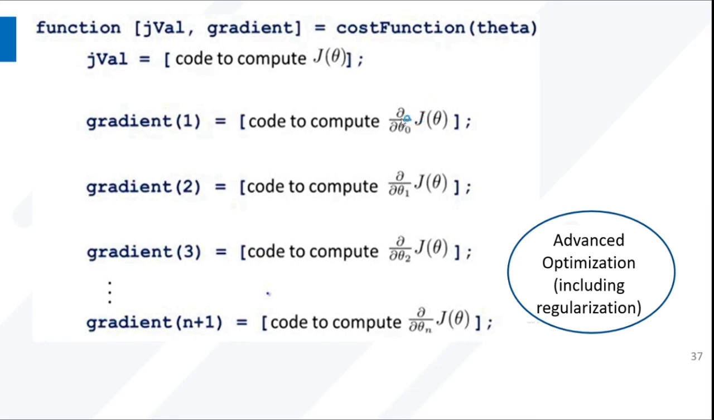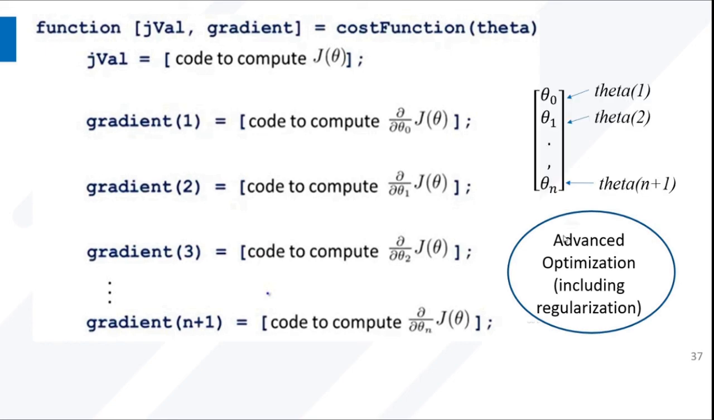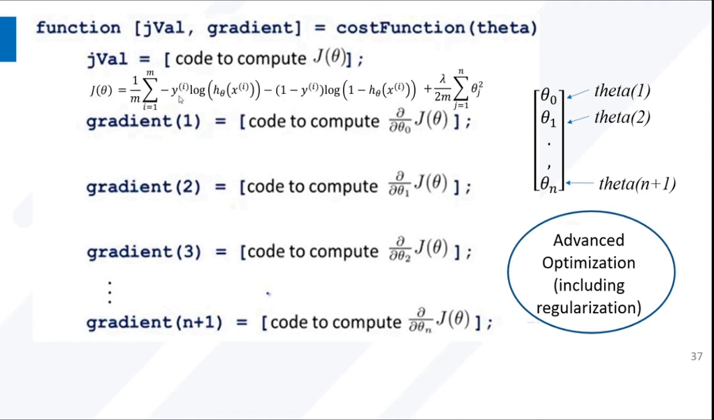If you remember, the theta index starts from 0 in the mathematical expression, but in the computer, or in Octave, the index has to start from 1. That's why the first one is theta 1, and the last one is theta n plus 1. So in the first line of the code, you have to write the expression for J theta, that means code for this right hand side expression. In the expression, you notice that the last term is the regularization term. Lambda is the regularization parameter.